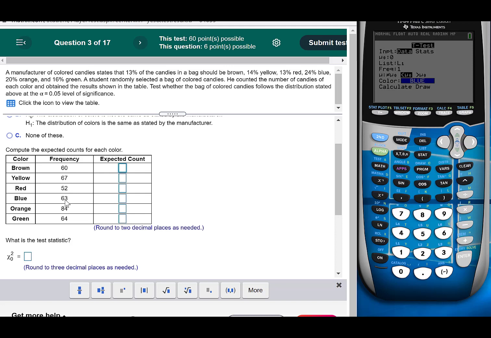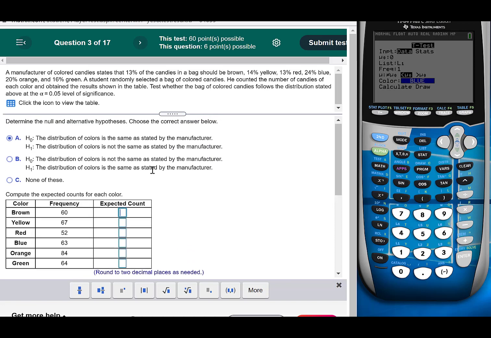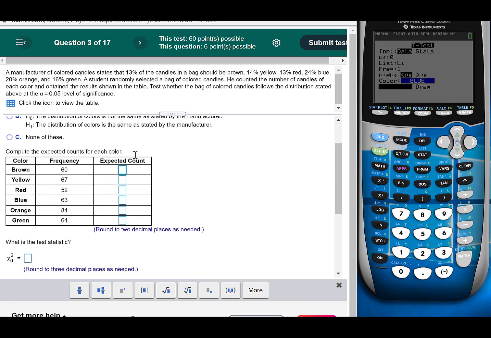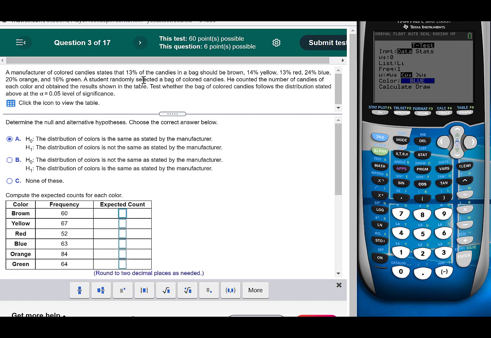179, 82, 242, 246, 326, 330, and 390. So we have a total of 390. How do you find the expected counts? For brown, he says, how many are brown? 13%. So you just do, guys, 0.13 of 390.